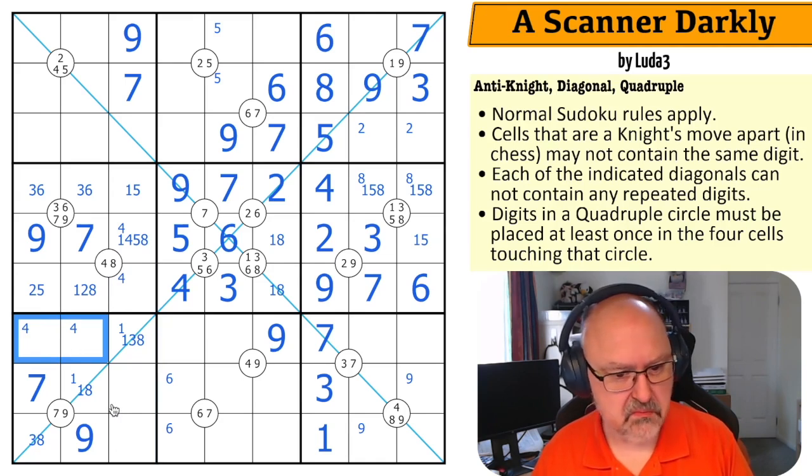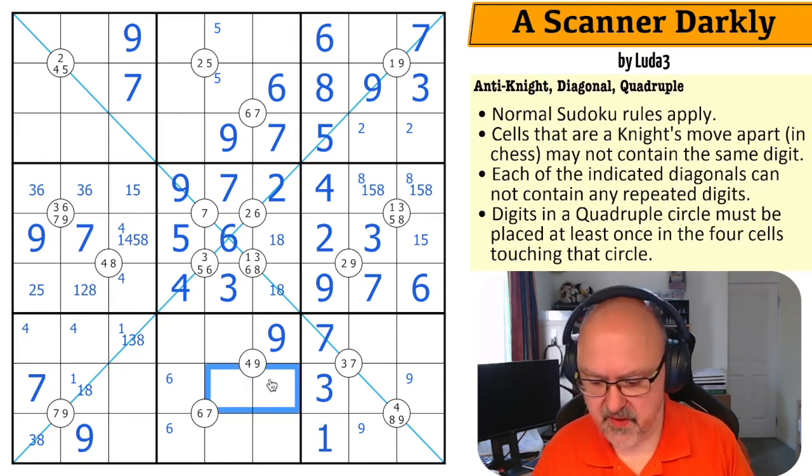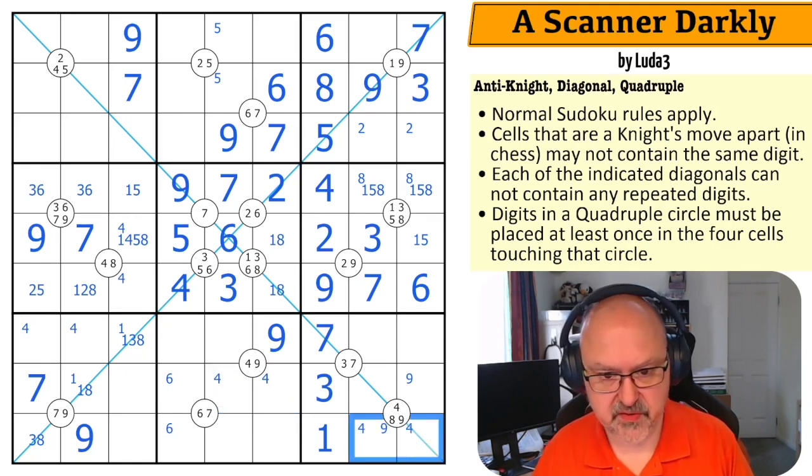5, 6, not sure. 2, 4, 5, 6. But the 4 here, of course, puts 4 in one of those two, which puts 4 in one of those two.